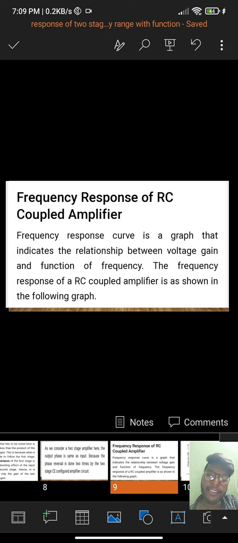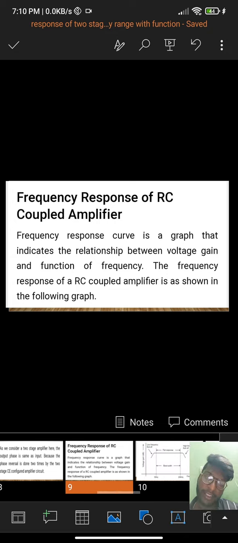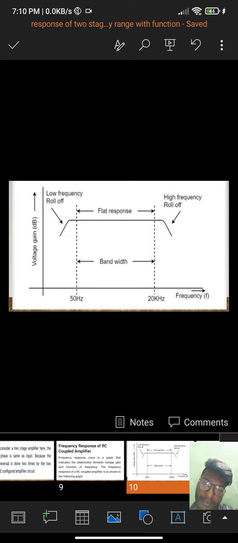Frequency response of RC coupled amplifier. The frequency response curve is a graph that indicates the relationship between voltage gain and frequency. The frequency response of the RC coupled amplifier is shown in the following graph. Here the graph is between voltage gain and frequency. Bandwidth equals higher frequency minus lower frequency. We can see the flat response.